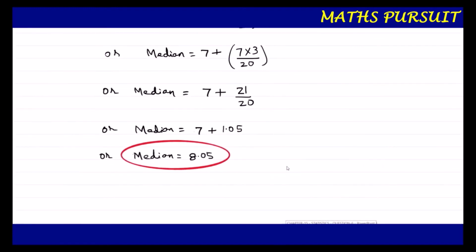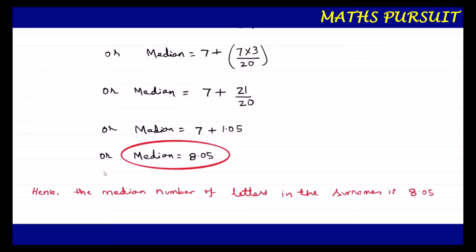So we need to put our concluding answer here, because the question asked us to determine the median number of letters in the surnames. So we can write: hence the median number of letters in the surnames is 8.05.